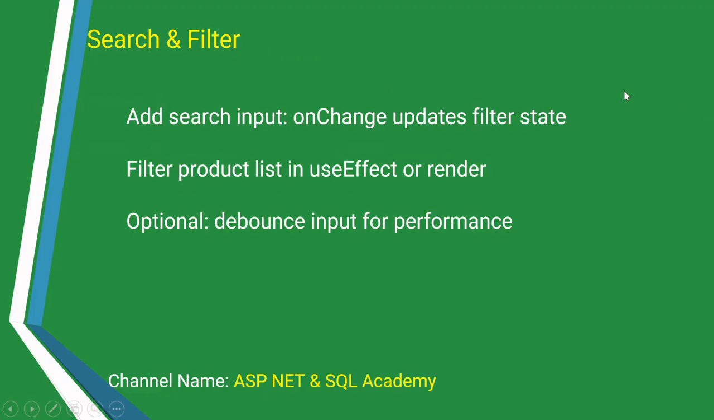Add a search box to filter products. The input updates the filter state, which determines the products displayed. Use debounce for better performance when typing quickly.